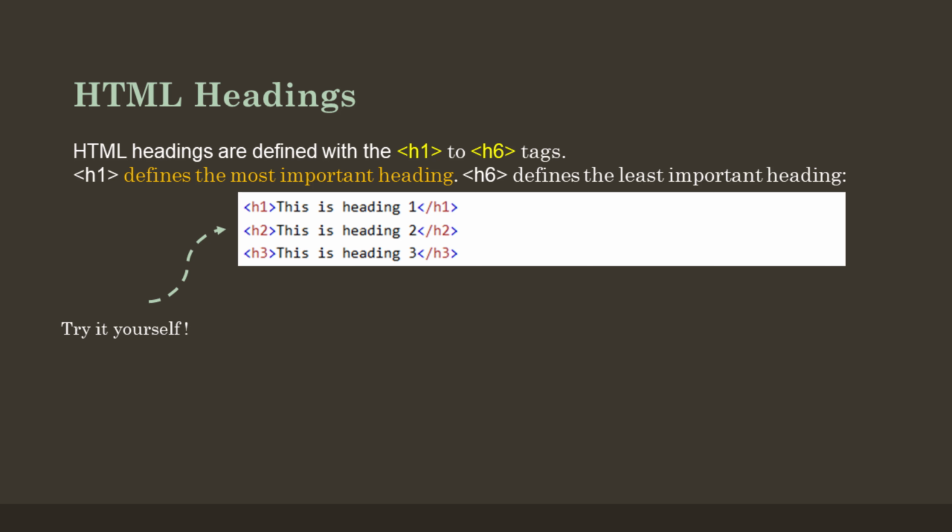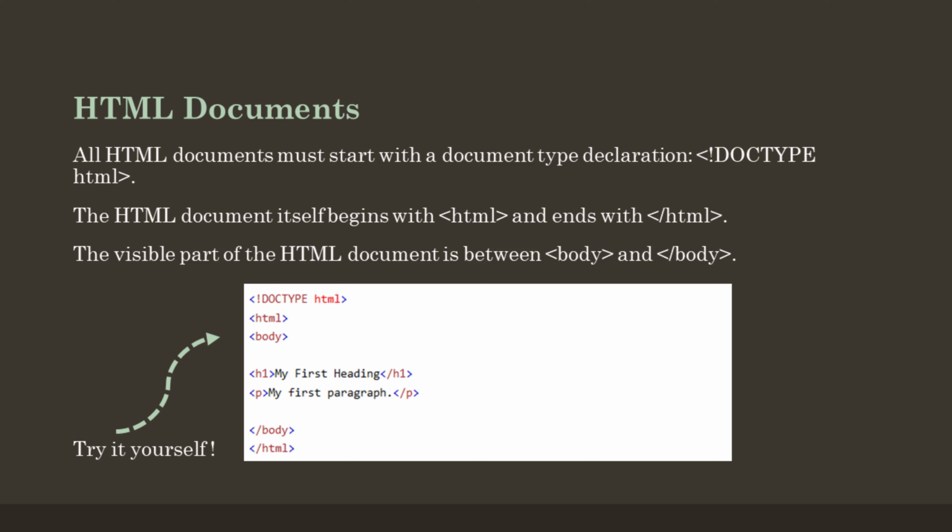Try it yourself. HTML documents. All HTML documents must start with a document type declaration, doctype html. The HTML document itself begins with <html> and ends with </html>. The visible part of the HTML document is between <body> and </body>.